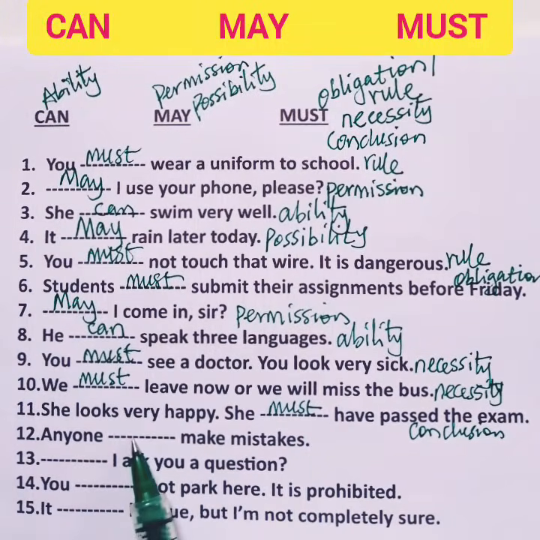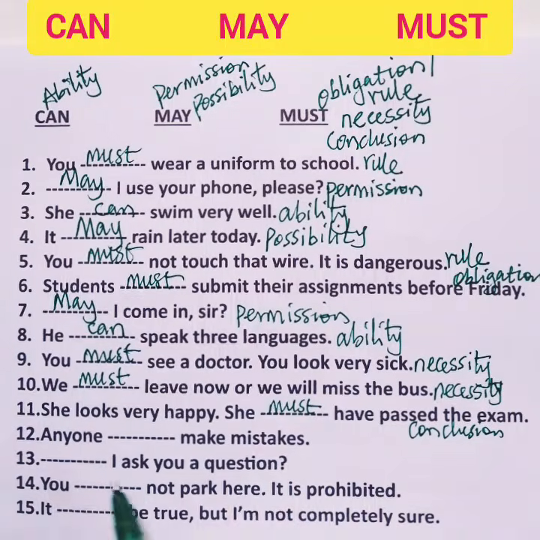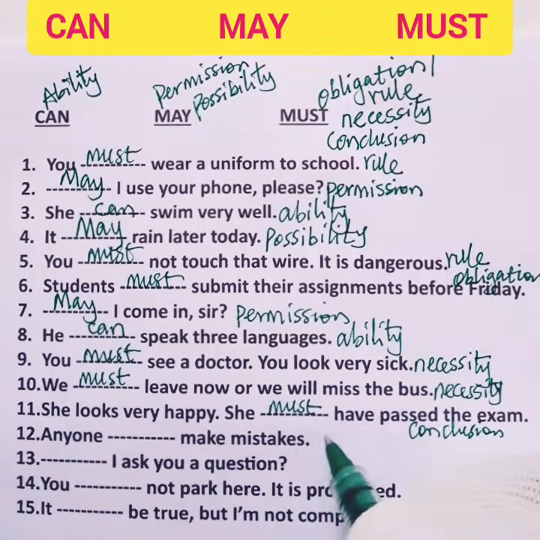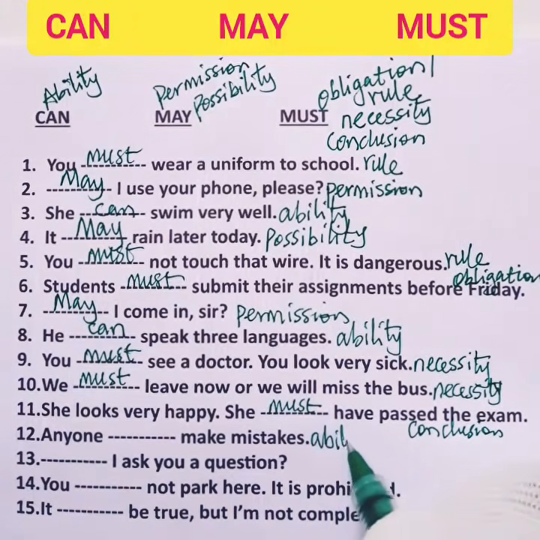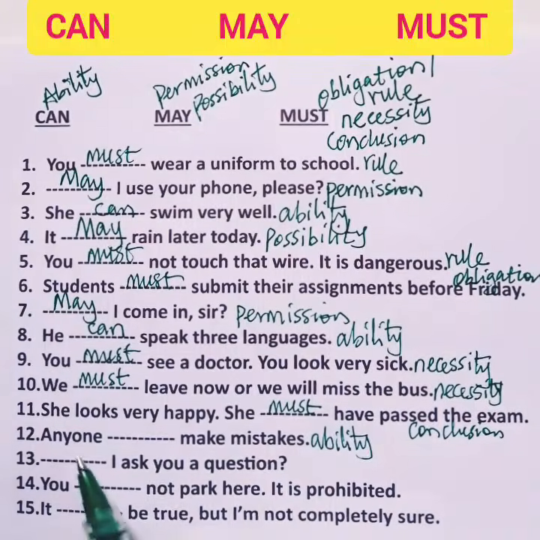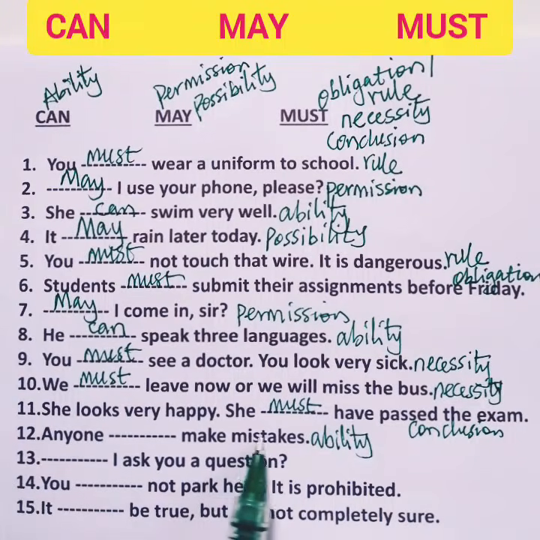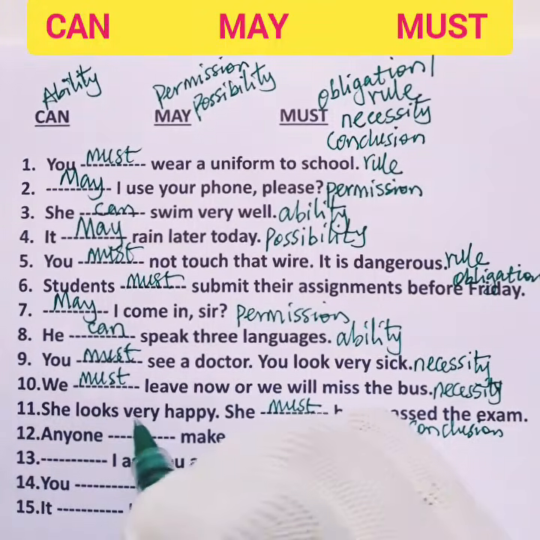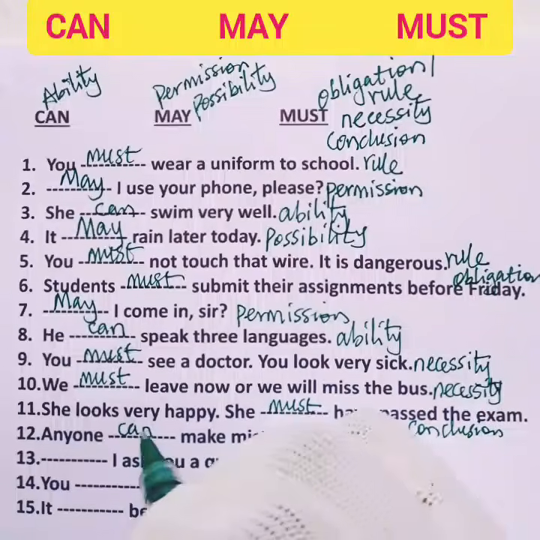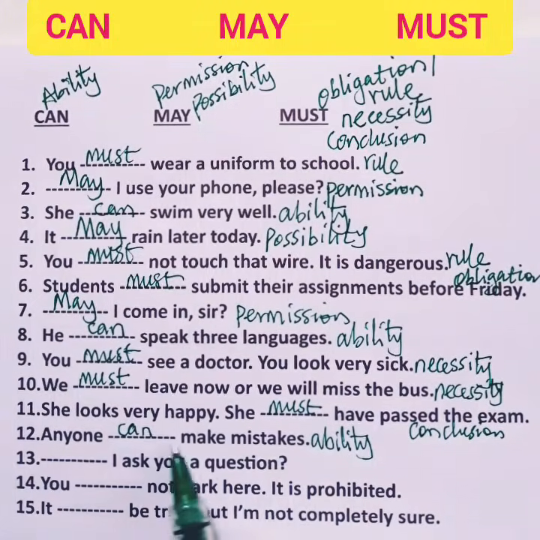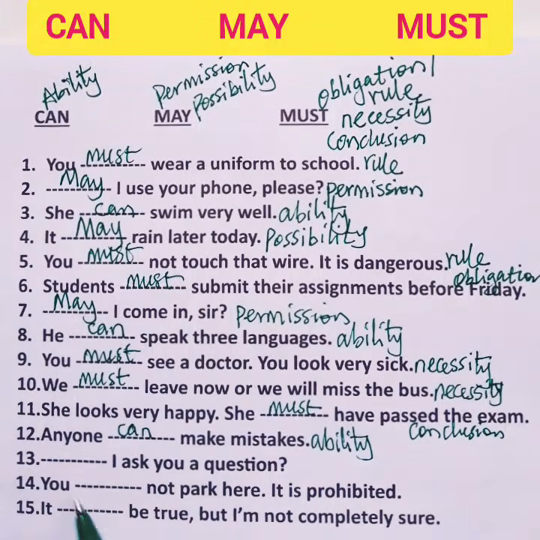12. Anyone blank make mistakes. Here we are talking about ability. Everyone has what it takes to make a mistake. So it is a very strong possibility for everyone to make mistakes. Can is the correct modal verb to use. Anyone can make mistakes.